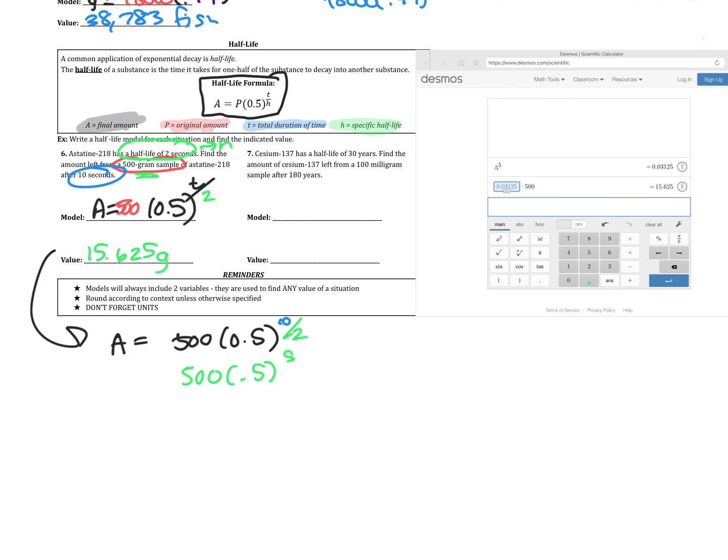Why don't you go ahead and pause the video and try and write out the model for number 7 all on your own, and then unpause the video and see how you did.